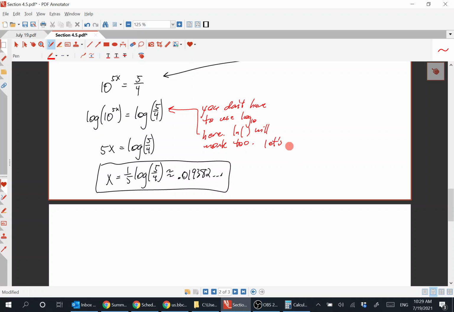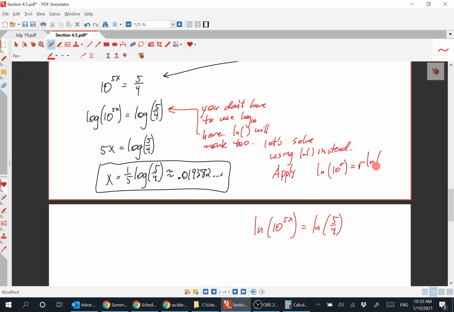So let's solve it again. So this becomes natural log of 10 to the 5x equals natural log of 5/4. So we solve with natural log instead, and you apply the formula that natural log of 10 to the r is r natural log of 10. All right, so that exponent formula.